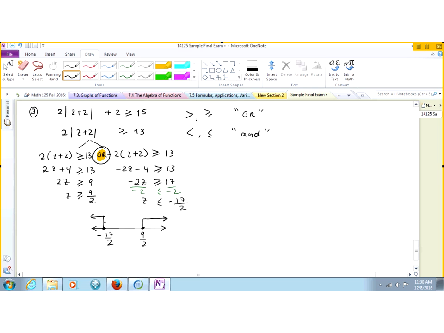So which area do we choose? This one, right? So negative infinity, comma, negative 17 over 2, parentheses or bracket? Bracket. Union, bracket.